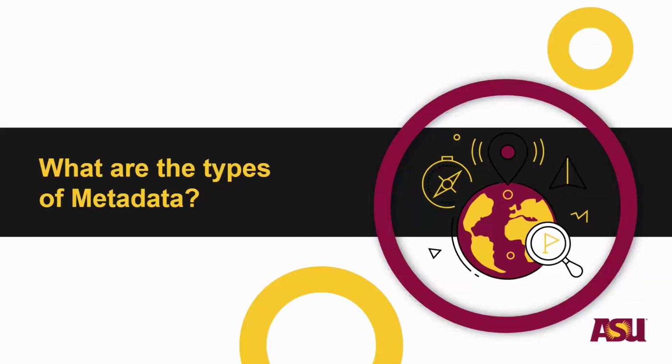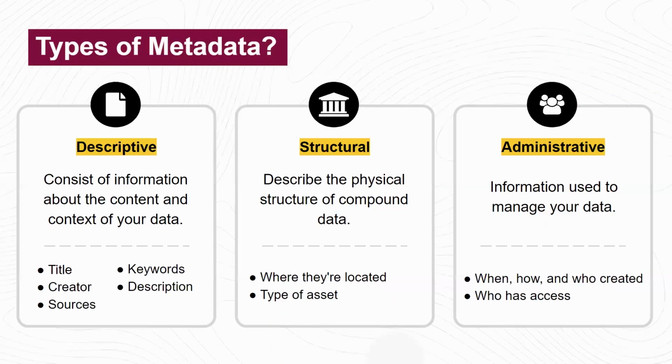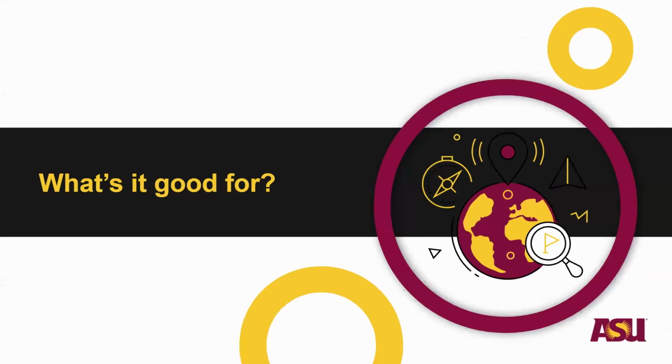All right. Well, what types do we have? Descriptive, structural, and administrative. Descriptive is going to give you that high level, like the stuff you're going to see in the portal. It's the information about where it came from, who created it, who owns it, what's in it, things like that. Structural is going to be more where is it located, how is it accessed, stuff like that. And then administrative is going to be about access and, again, some of that ownership information.